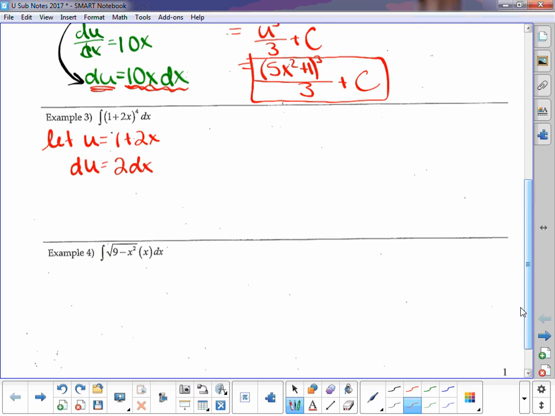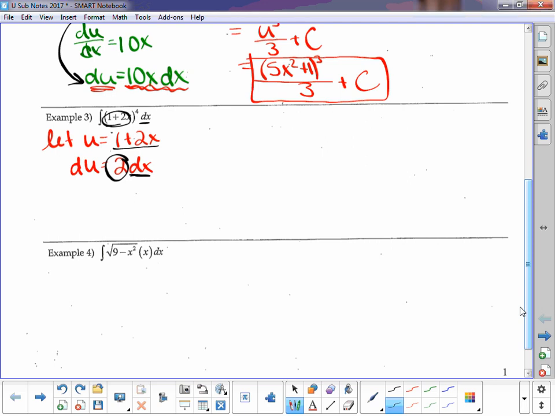Okay. So now, if I take a look at what I have in my integral, I have the 1 plus 2x. But if I look, I only have dx. I don't have a 2 there. I am missing this 2. I need that 2. Now, there's a couple of ways we can deal with this. I'm going to show you both ways. You do whichever way you prefer. It's really just doing some algebraic fancy footwork.